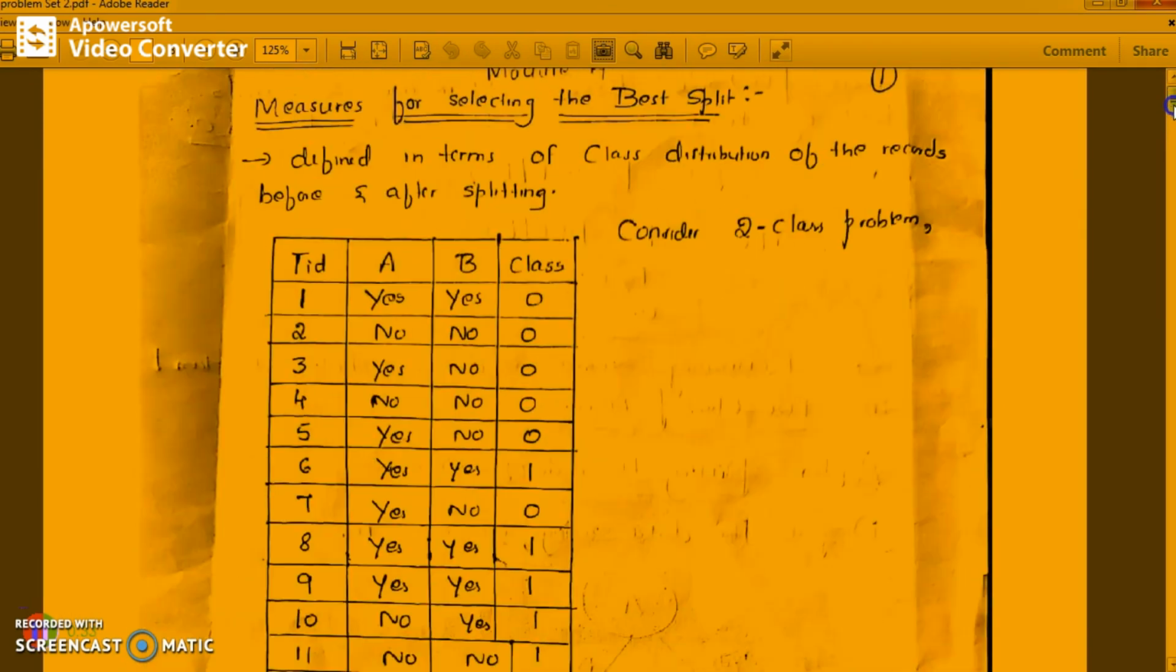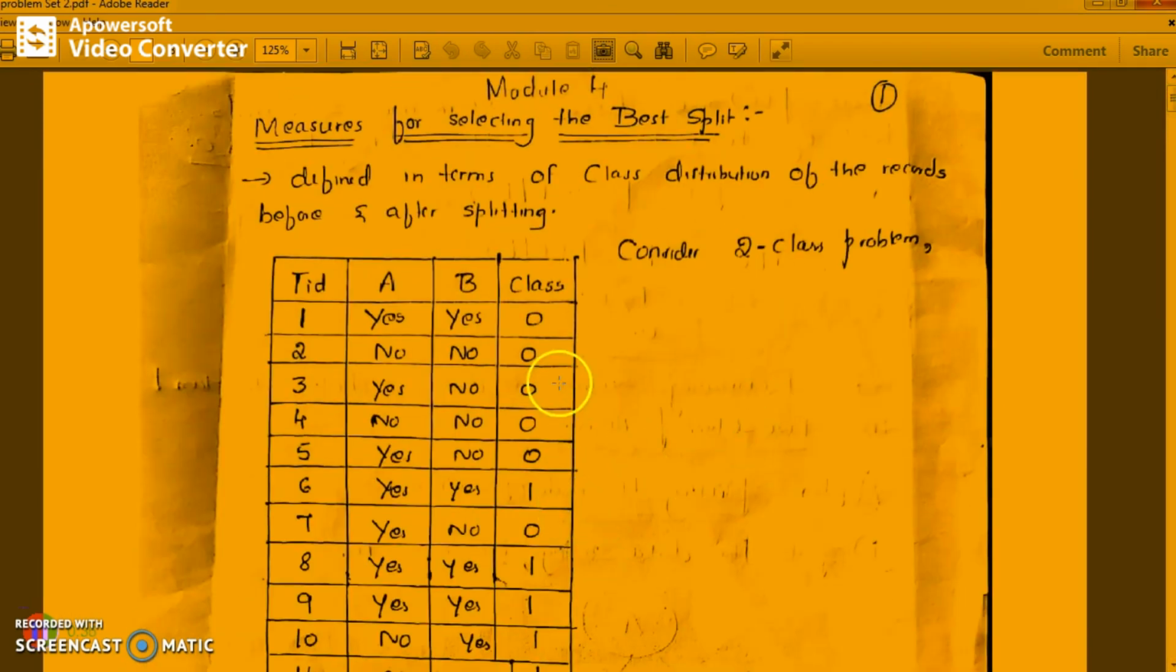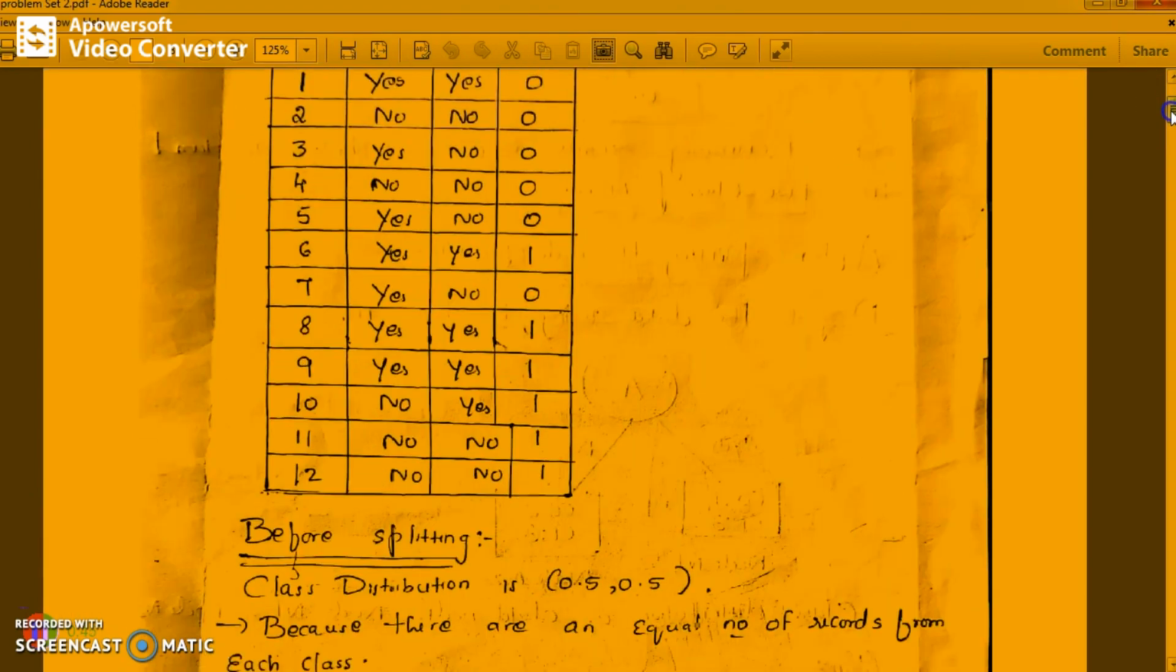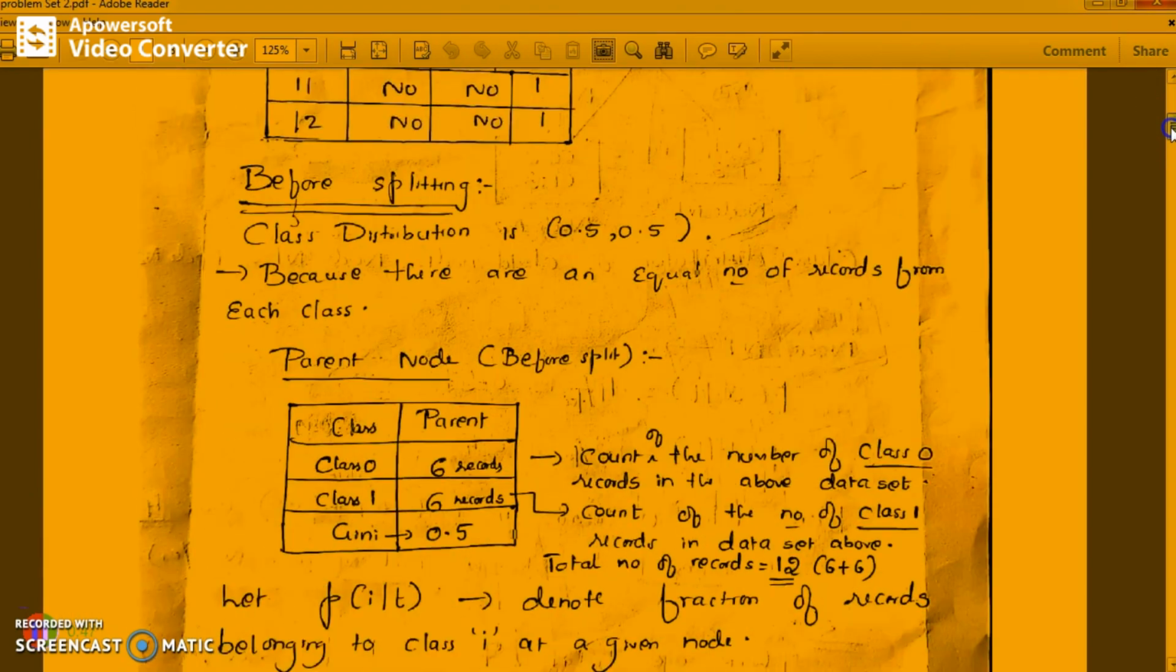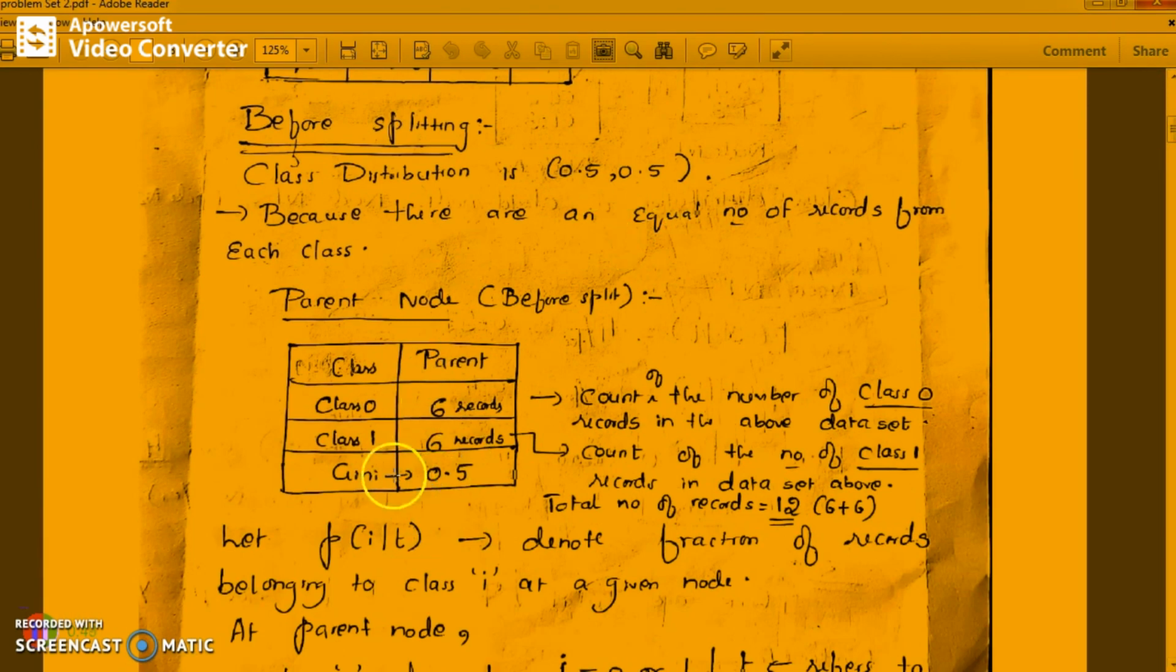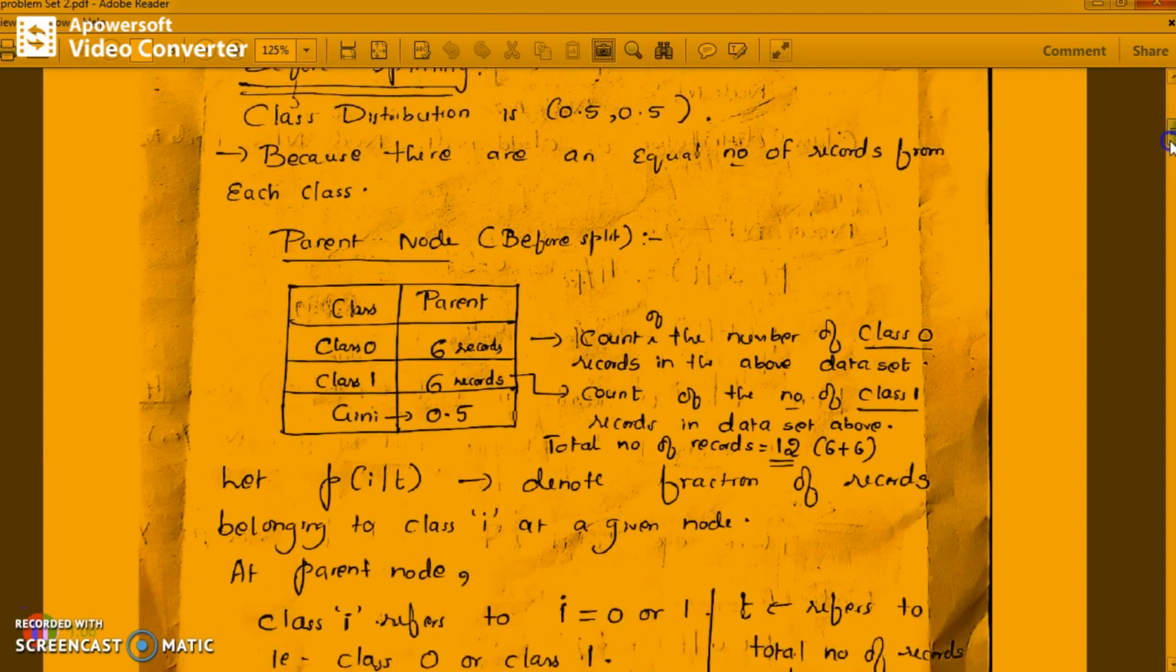So before choosing any attribute for splitting, we have just counted the number of records. Total 6 records belong to class 0 and the remaining 6 records belong to class 1. You call this the class distribution, right? So the class distribution we have written here in this table. Class 0 contains 6 records, class 1 contains again 6 records. So here there is equal distribution of records, 50% of the records are shared among C0 and C1, and you can see that here.